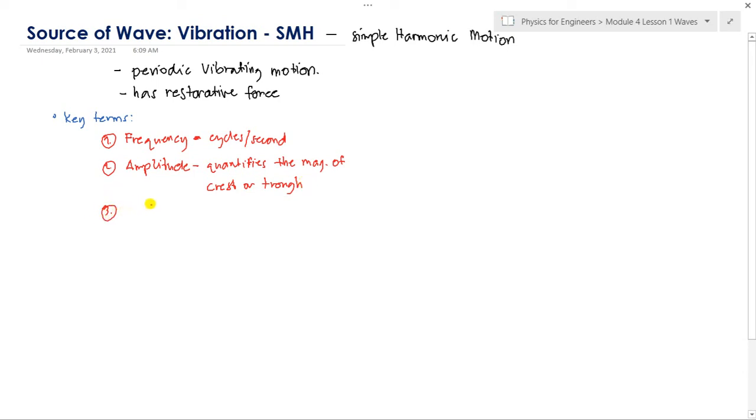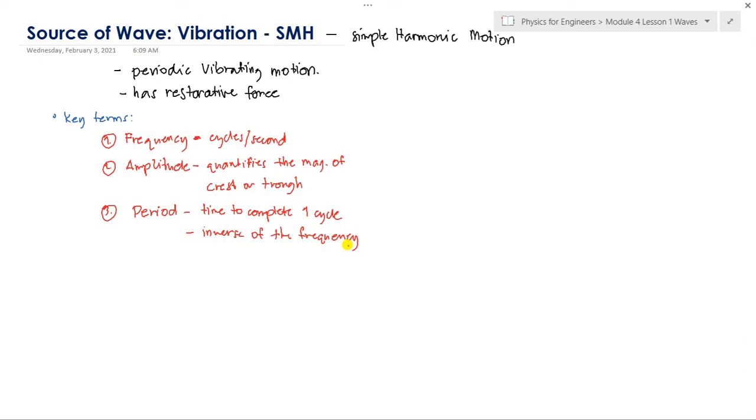Ikatulo is natay gitawag nga period, meaning mo ni siya ang time nga ma-complete niya ang usa ka cycle. So time to complete one cycle. So kung inyo na kit-an class, kung inyo na observe, ang period is just the inverse of the frequency.